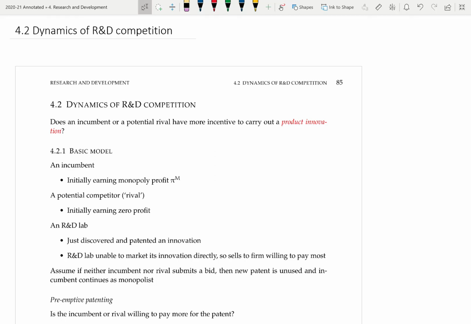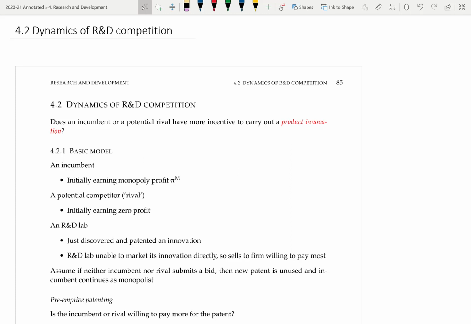product innovation. Earlier we saw a process innovation, which was an innovation that reduced the cost of production. Here we're looking at a product innovation, which is exactly what it sounds like, the creation of a new product. So let's start by looking at the basic model.